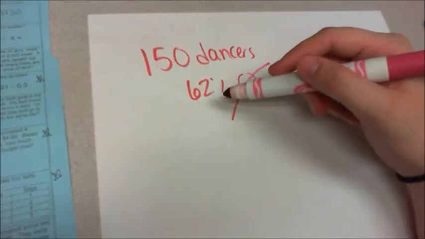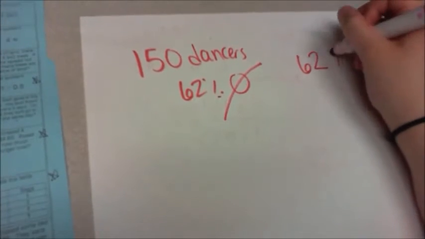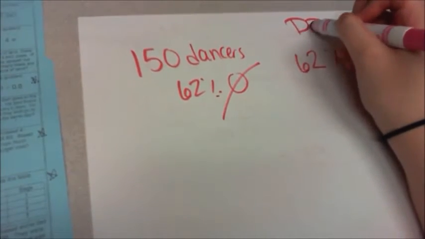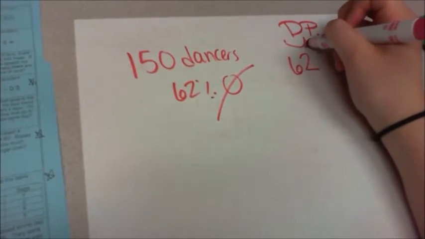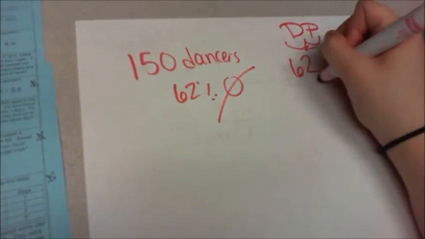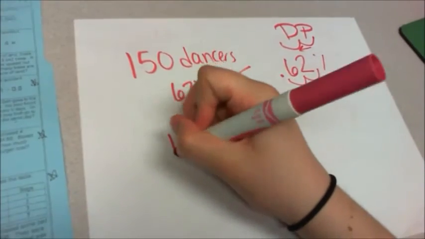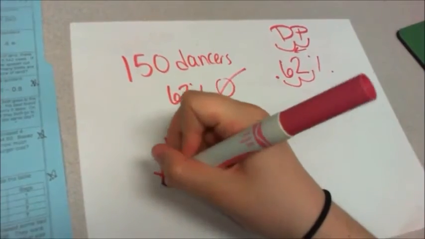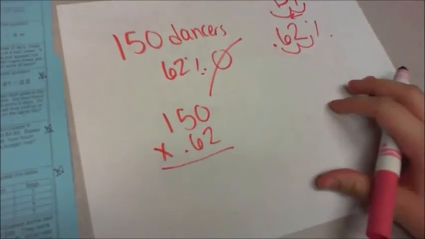However, when we multiply with a percent, we need to turn this percent back into a decimal. How do we do that? Dr. Pepper. We started with a percent, we're moving to a decimal, which means we're moving our decimal that way. So it becomes 62 hundredths. So now, let's do 150 times 62 hundredths to figure out how many dancers didn't make it.